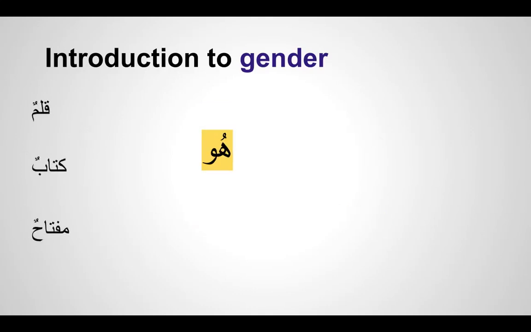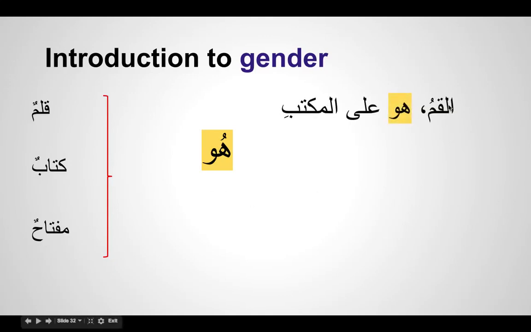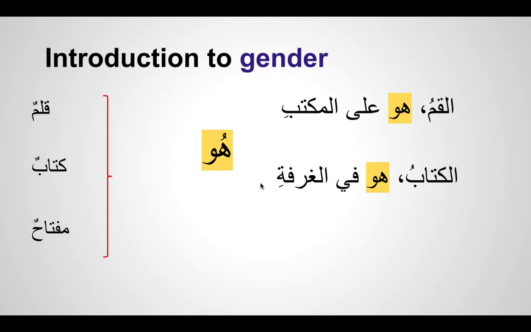For example, qalamun, kitabun, miftahun. If you want to say it, like al-qalamu, the pen, huwa al-maktabi, it is on the table. This is how we use huwa, because it is a male word. Al-kitabu huwa fil ghurfati, it is in the room, the book. So we should not get confused. When you see huwa, it doesn't mean he as a male, it's just being used as "it".